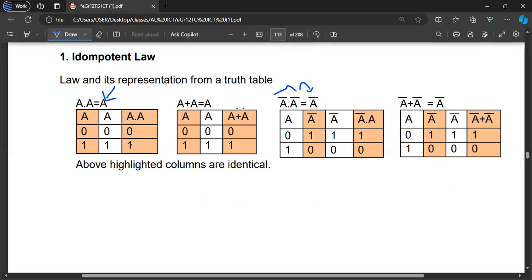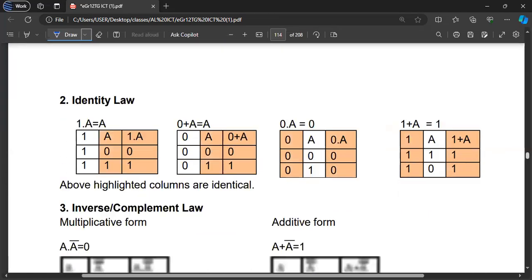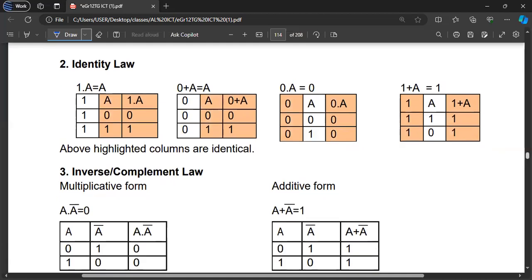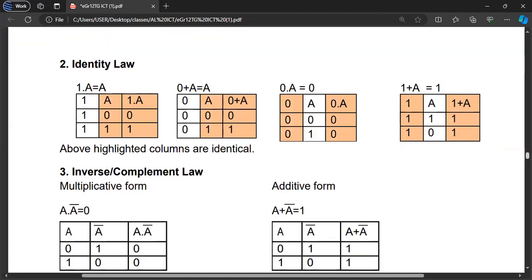So moving forward to the next law, dear students. In the next law, we can see the identity law. Now, what is this identity law? Don't worry about the laws, right? Watch this video until the end, so it's going to be crystal clear for you guys, right?